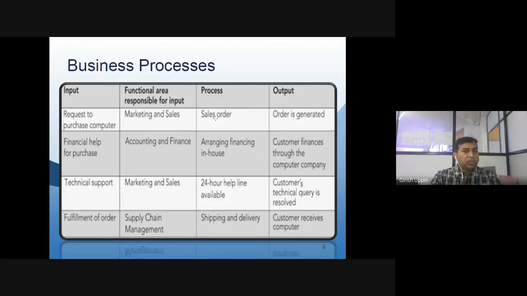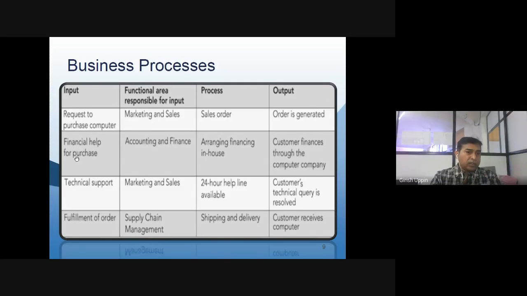And what is the process? Generating the sales order. What is the output? The order is generated. They follow this process, so this process will tell how the sales order should be generated. According to that process, they follow this business process, and the output is that the sales order is generated.